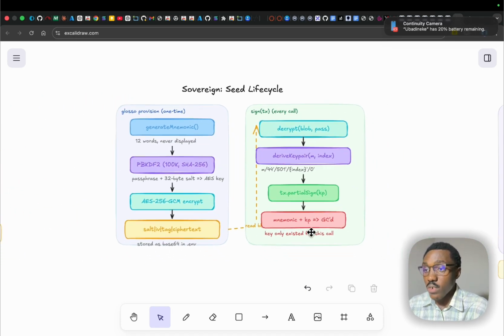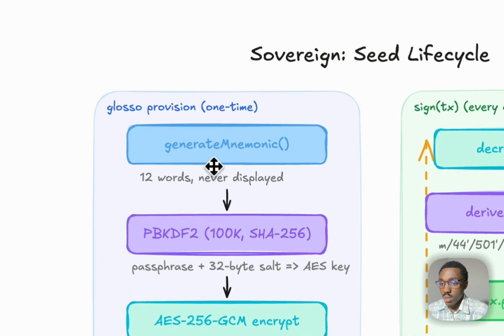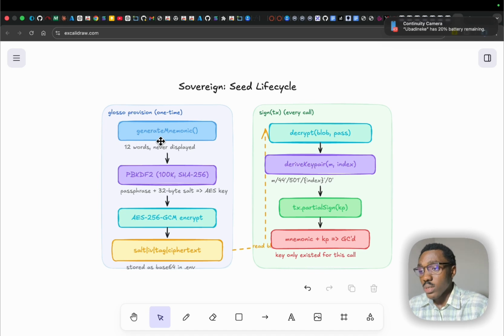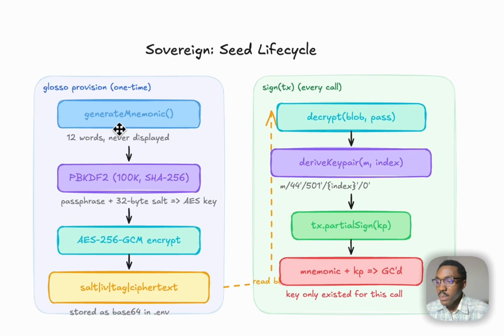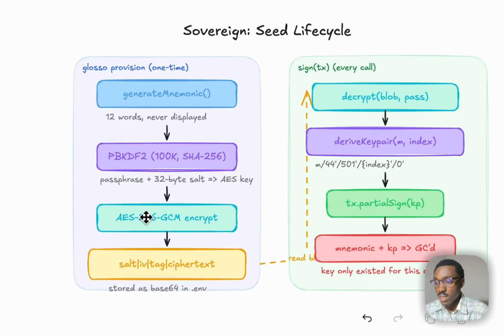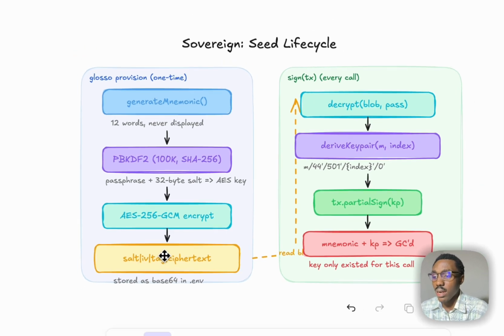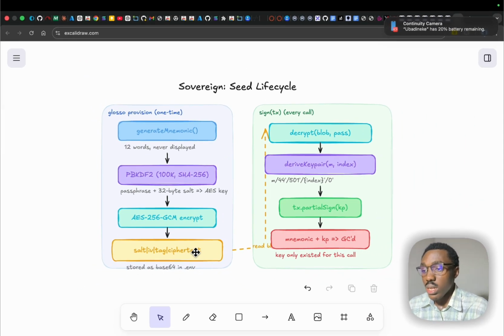Now, this is the sovereign seed life cycle. So when you call Glosso provision, the first thing that happens is a 12-word BIP32 mnemonic is generated. That mnemonic is never displayed. It's immediately encrypted using AES-256-GCM. Once it's encrypted, we get a blob that contains a salt, IV, tag, and the ciphertext. That blob is stored in our ENV.